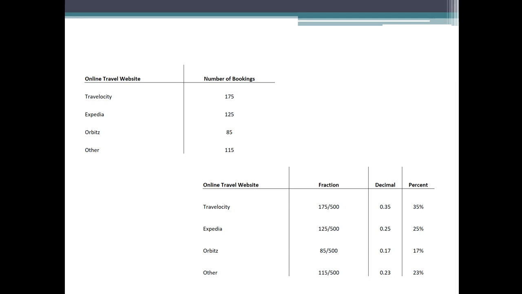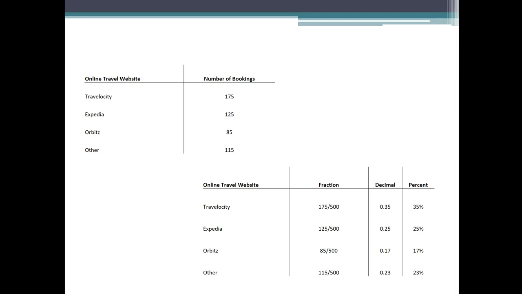You can do that with each of the websites. Expedia had 125 bookings out of the total 500. When you divide, you get a decimal of 0.25. Move your decimal 2 places to the right, and you get a percent of 25%.